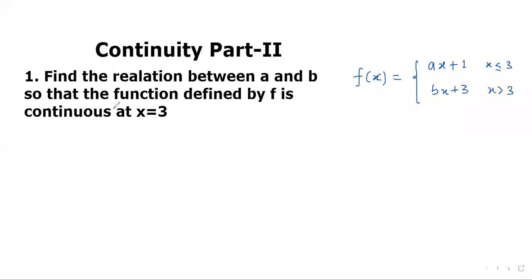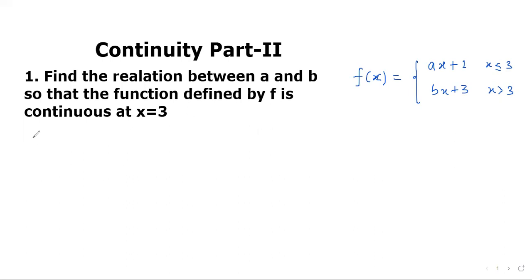Continuity, part 2. Question number 1. Find the relation between a and b so that the function defined by f is continuous at x equal to 3. The function is f(x) equal to ax plus 1 when x is less than or equal to 3, and bx plus 3 when x is greater than 3.